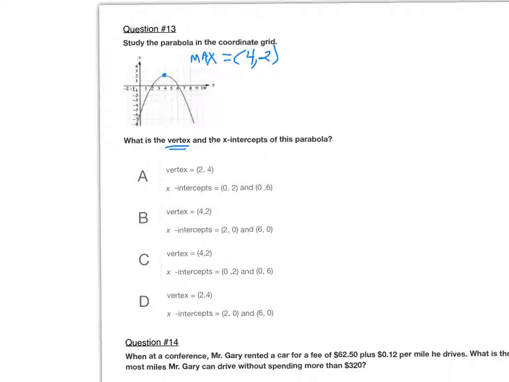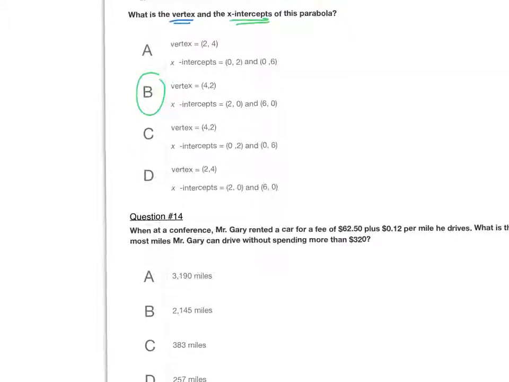And the x-intercepts. So the x-intercepts are the zeros or the roots or where the graph is crossing the x-axis. See that one? So your x-intercepts would be an x value of 2 and a y value of 0, an x value of 6 and a y value of 0. So the only one that has both of those correct would be answer choice B. Okay, question 14.